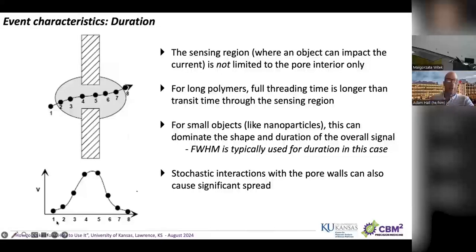And so you can see that there's sort of a shape effect that comes out of looking at particles in this way. For long polymers, because they are long, they tend to be in all of these regions at the same time, so it's a little less important there. But for small objects, like nanoparticles, that can actually be the dominant factor that defines the shape of what you're looking at. And so these are all important things to understand when you are building your device and how you're going to design it.